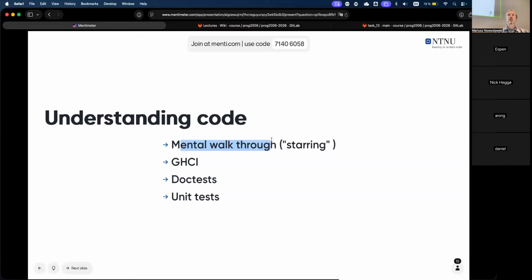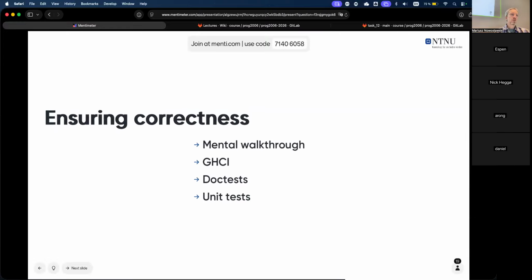It is good for finding bugs. If your code actually misbehaves, all the tests pass, and you are stuck, all your tests pass but the code still does not work, something is still wrong, then you may need to do debugging. But most of the time you don't have to. And debugging is a very time-consuming and expensive process, so you should try to avoid doing it. All right, so ensuring correctness: mental walkthroughs, GHCI, doc tests, and unit tests.